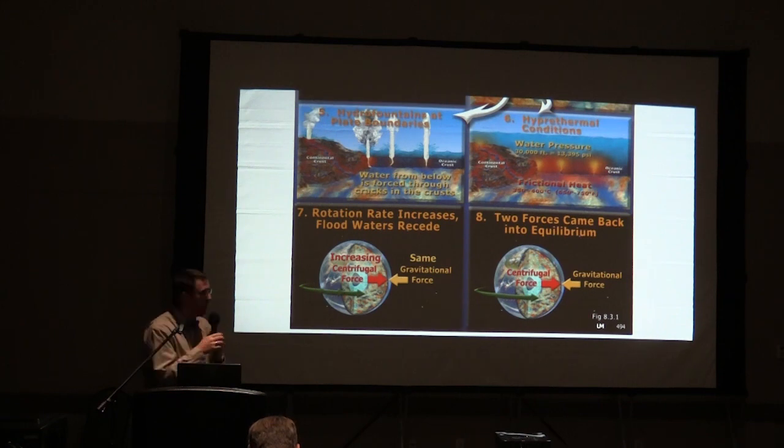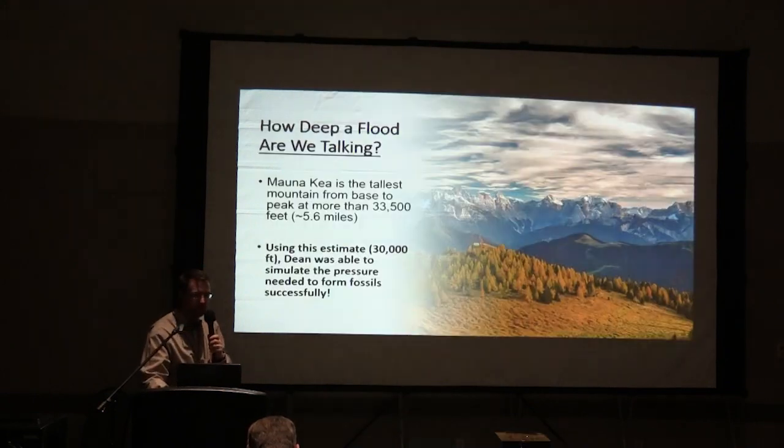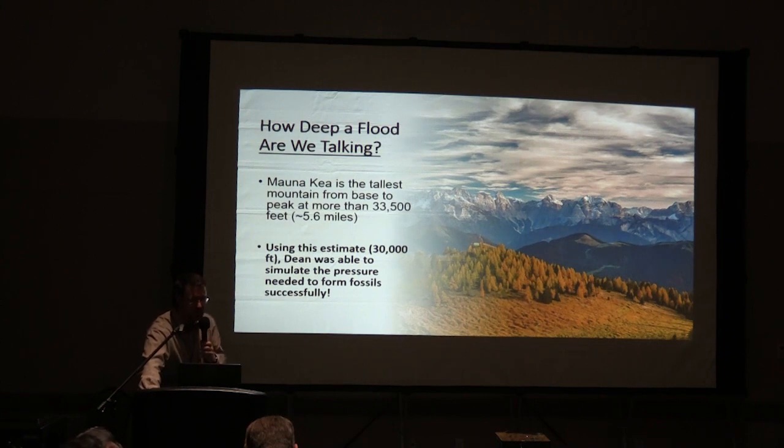So you've got pressure, okay? And it's 30,000 feet. We'll talk about why. I'm just going to show that extra right now. So Mauna Kea is the tallest mountain from base to peak, more than 33,000 feet. It's about 5.6 miles. So Dean says, okay, the Bible said, you know, I think this is what happened in Dean's head. It's probably a more sophisticated version.